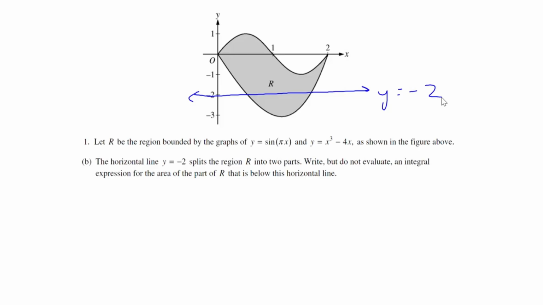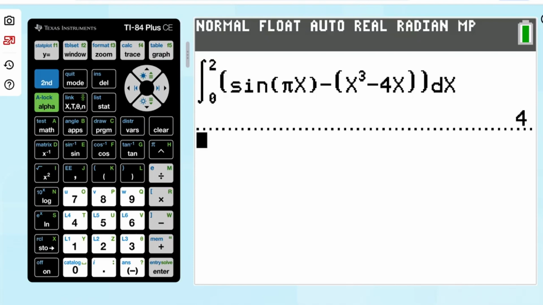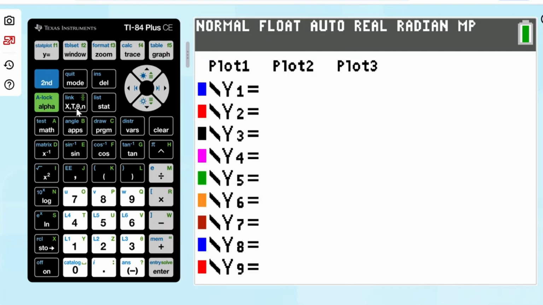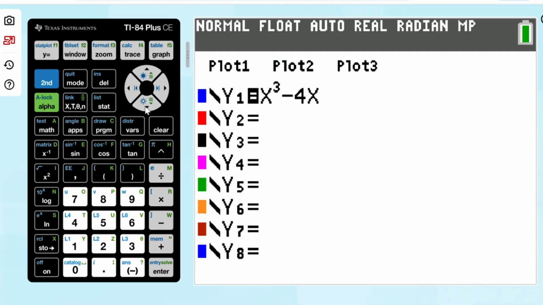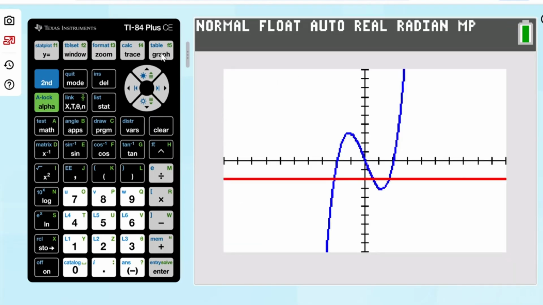So what we'll do is find out when x cubed minus 4x is equal to negative 2. The way we'll do that is go back to our graphing calculator and graph x cubed minus 4x, and graph y equals negative 2, and see where they intersect. So we're looking for the area of this little region right down here that we could clearly see is just like what our picture showed from the actual test.